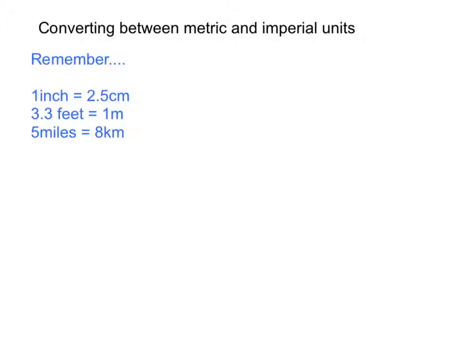Finally, we need to sometimes convert between metric and imperial. The facts that we need to learn here are 1 inch is 2.5 centimetres, 3.3 feet is 1 metre, and 5 miles is about 8 kilometres. See if you can make up some questions yourself to test each other on converting between metric and imperial units. Complete the work in the textbooks, and what would be really good is if you could create some sort of poster or activity to help people remember all the facts for metric, imperial, and for converting between the two.